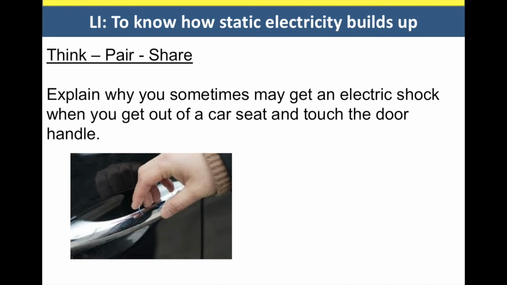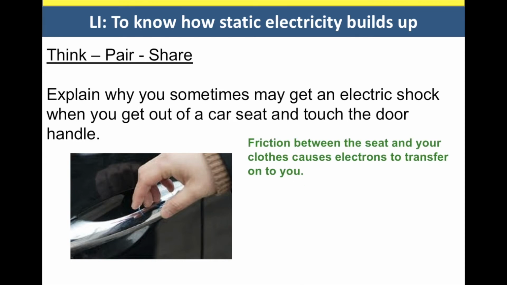So you are asked, why is it that sometimes you get an electric shock when you get out of a car seat and touch the door handle? Well, during the journey, you or your clothing will have been rubbing against the car seat. And when two surfaces rub against each other, there is a frictional force present. And that frictional force can cause electrons to be transferred between you and the seat.